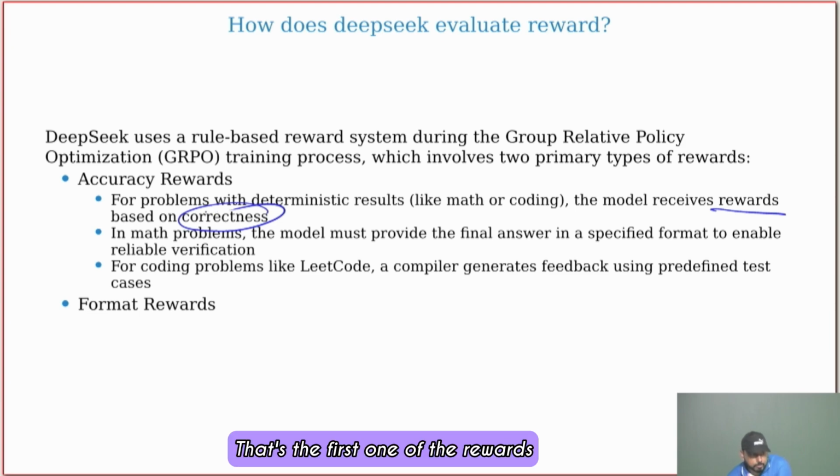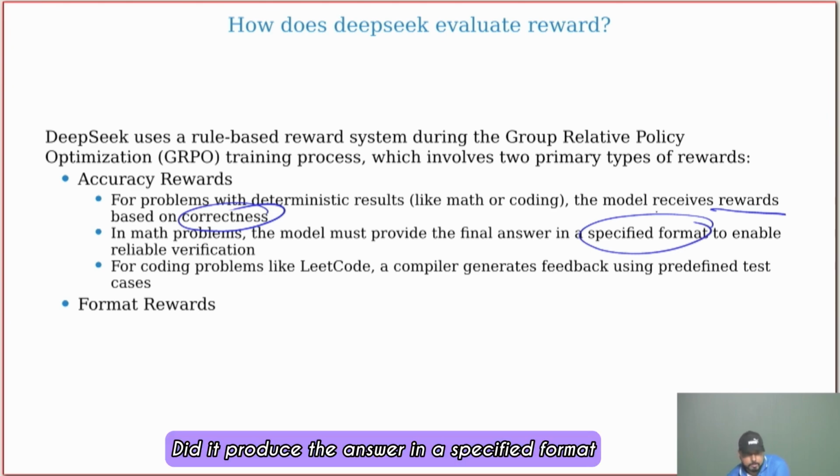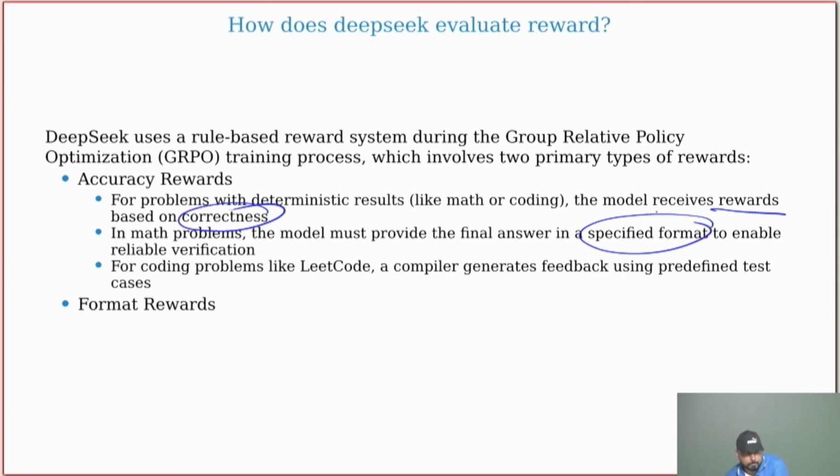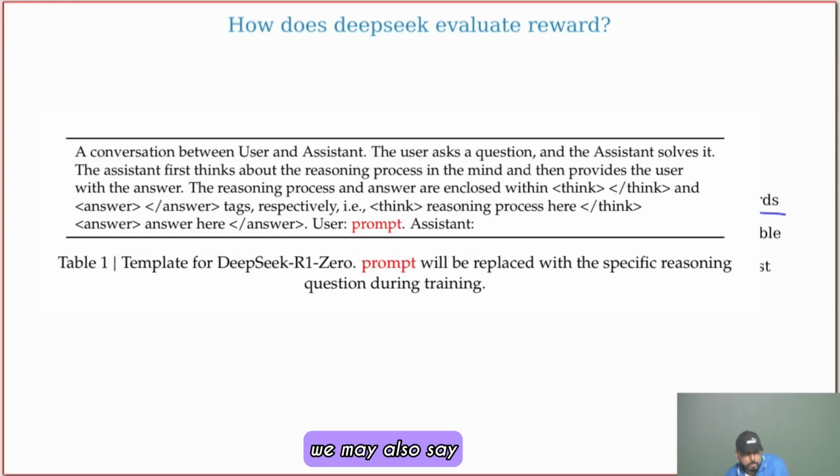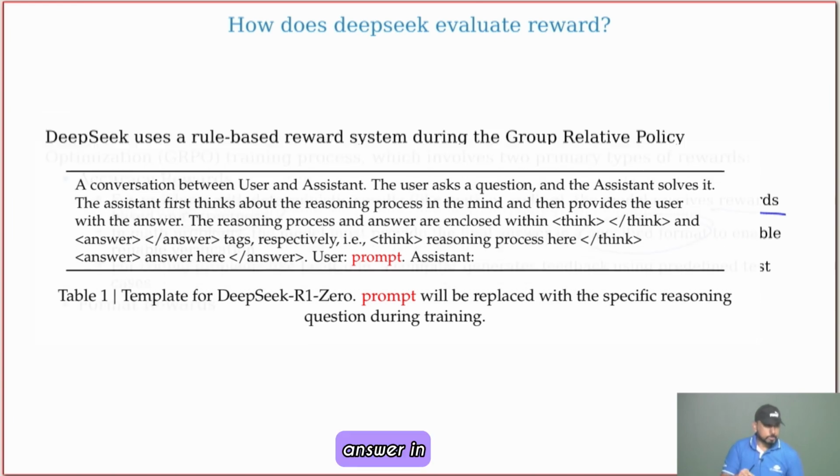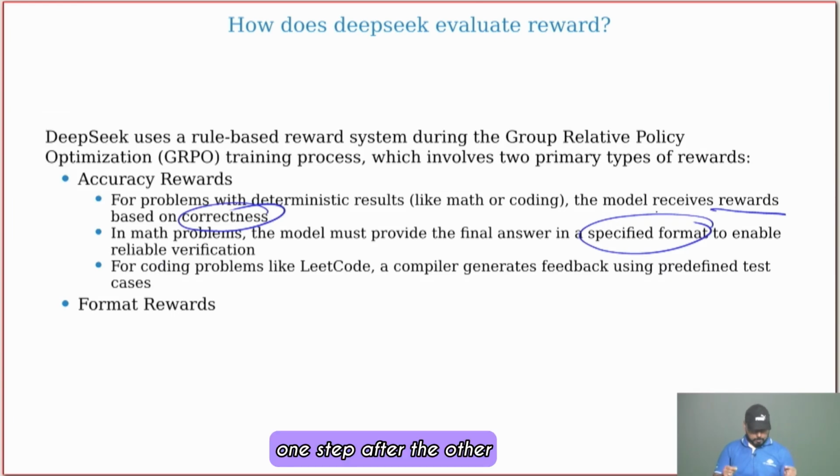That's the first one of the rewards: did it give me the answer which is correct? Second is the specified format. Did it produce the answer in a specified format? By specified format, we may also mean, let's say, the reasoning format: did it give me the answer in one step after the other? So that can be part of the format.